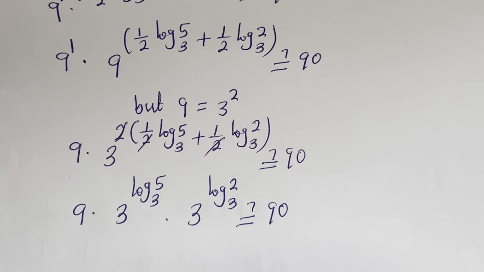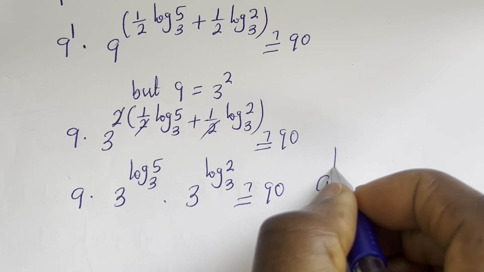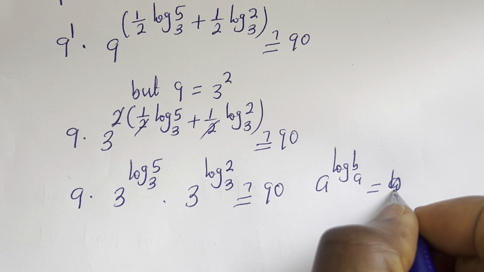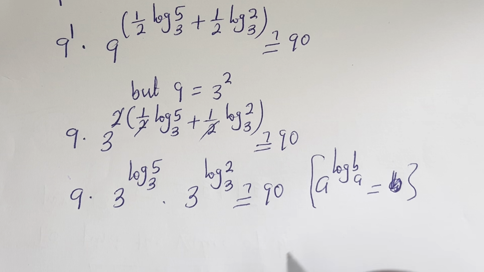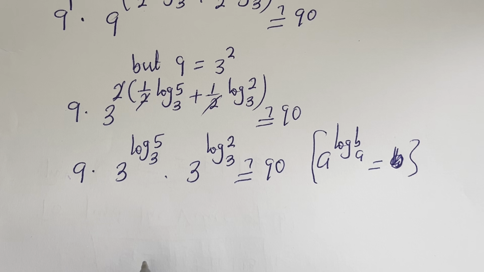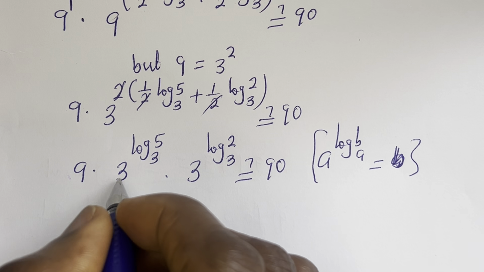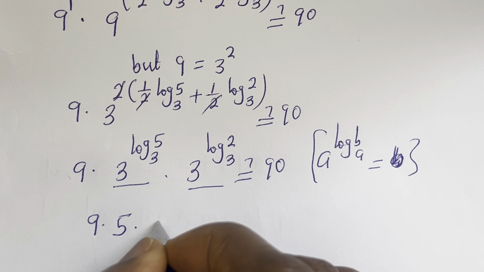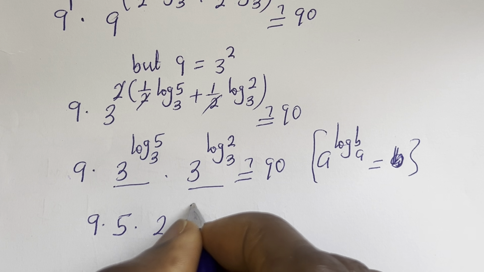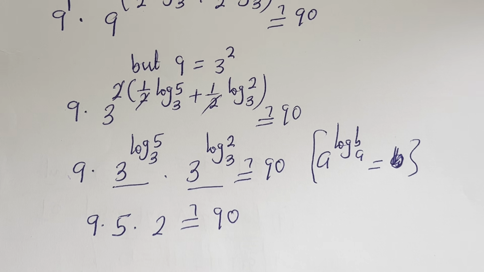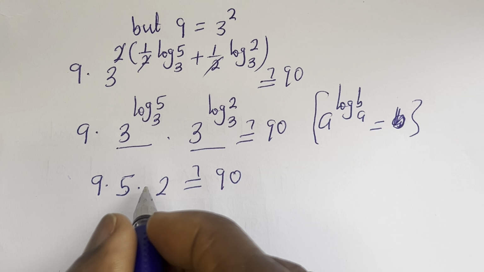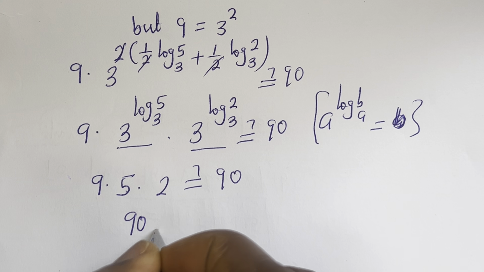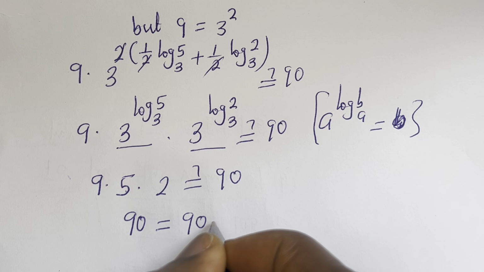Take note of this, that if you have a to the power of log b base a, this is equal to b. Then here we have 9 multiplied by the whole of this is 5 multiplied by the whole of this is 2 must be equal to 90. Then 9 times 5, that is 45, times 2. 90 is equal to 90, which is true.